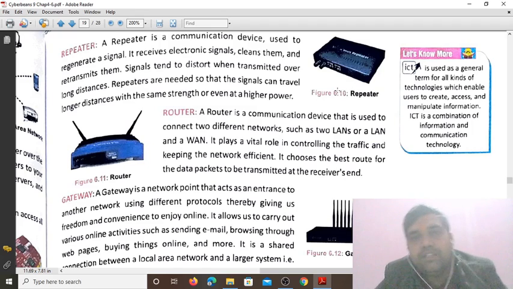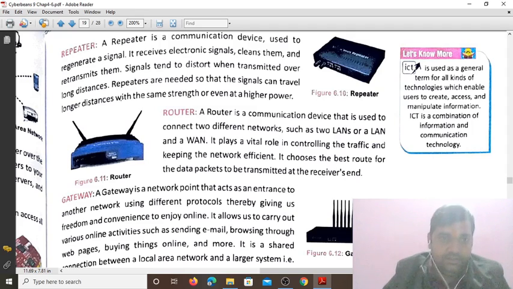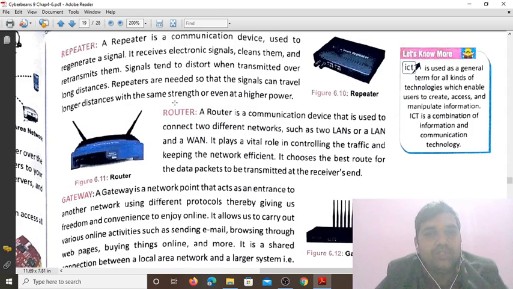The repeater receives the electronic signals, cleans them, and filters them, because in the air or in the cable through which the data is traveling, it may mix with some noise. Then it retransmits them. Signals tend to distort when transmitted over long distances. Whenever signals travel large distances, they get distorted, which means they become weak. Repeaters are needed so that the signals can travel longer distances with the same strength. Repeaters provide energy to the signals so that they cover a large distance again, even at a higher power.